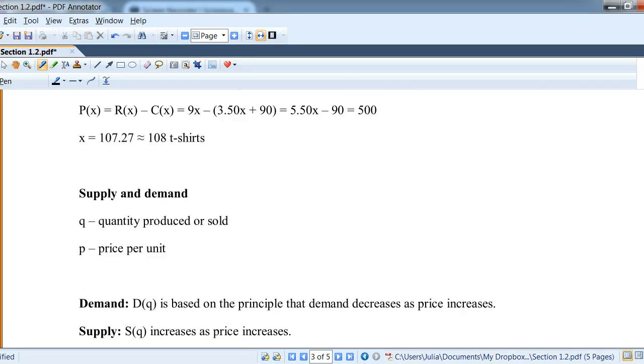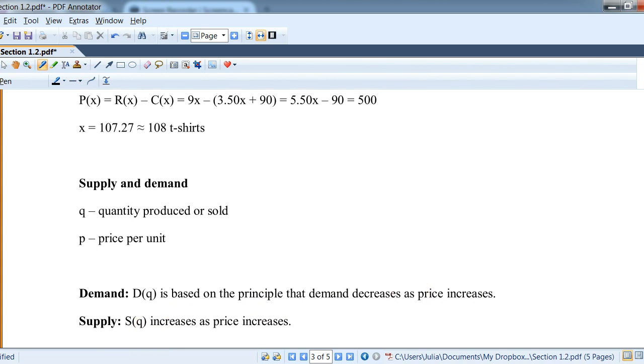You can, for example, set up the quantity Q in terms of the price P, and some books would do that. Or you can do it so that the price depends on the quantity sold, which is what this book does, so D of Q and S of Q. So we have two different linear equations in this section, the demand and the supply. Now, typically we know from basic economics that the demand decreases as price increases, but supply actually does it the other way around.